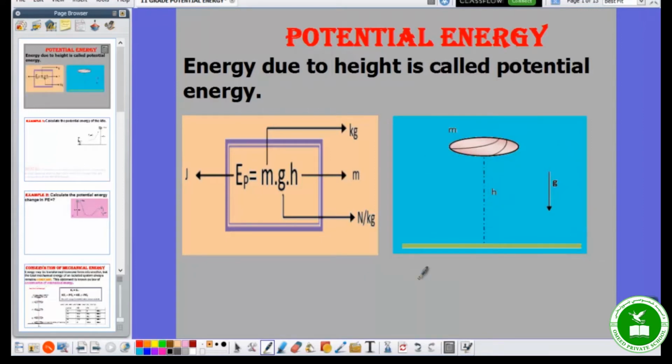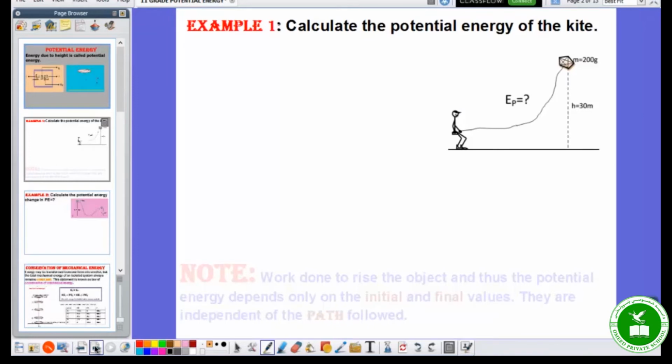Now let's see the formula. Potential energy, EP, is equal to the mass of the object times the gravitational acceleration of Earth times the height of the object from some reference level. So potential energy equals m times g times h. M is mass, g is the gravitational acceleration of the Earth, and h is the height of the object from ground or some other reference level. Let's solve a few examples to make it more clear.